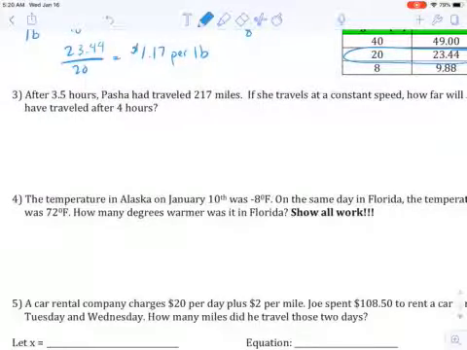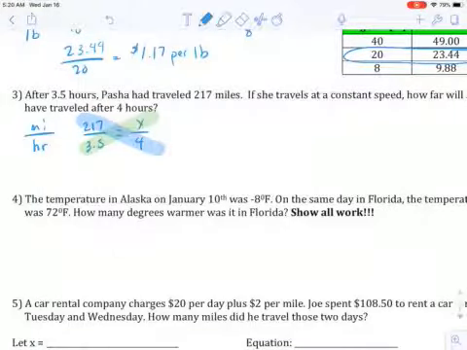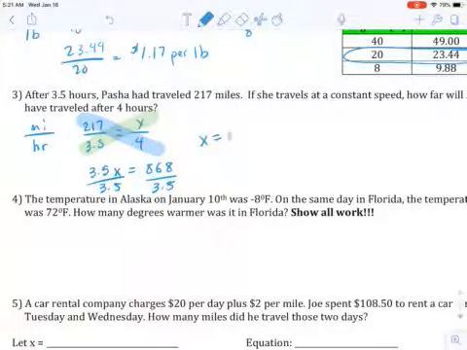Okay, after 3.5 hours, Pasha traveled 217 miles. How far will she travel after 4 hours? I can set up a proportion of miles per hour. So 217 in 3.5 hours is equal to how many miles in 4 hours? Cross multiply to get 3.5x equals 868. Divide both by 3.5. So that means the amount of miles she traveled is 248.